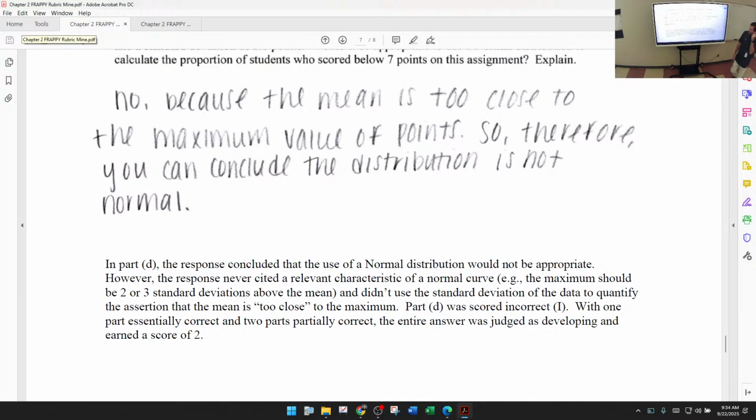However, the response never cited relevant characteristics of a normal curve. The maximum should be 2 or 3 standard deviations above the mean. Did not use a standard deviation in the data to quantify the assertion that the mean is too close. Part D was scored in I. So this student had 1 E and 2 P's, therefore it was overall a 2. You get a full point for an E and a half a point for a P.